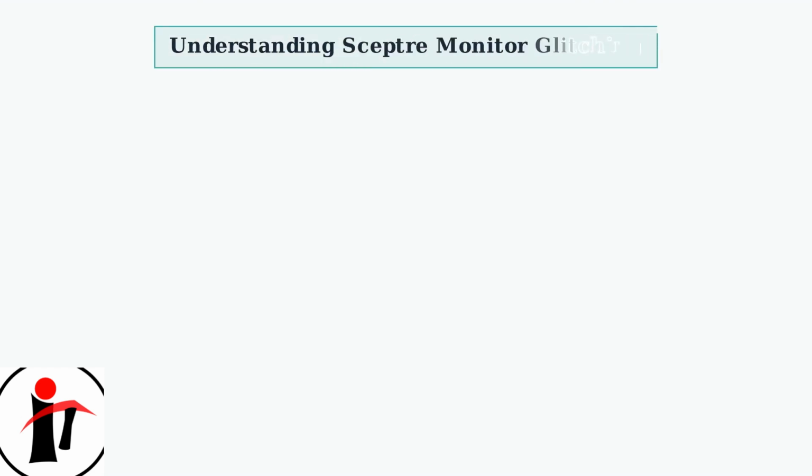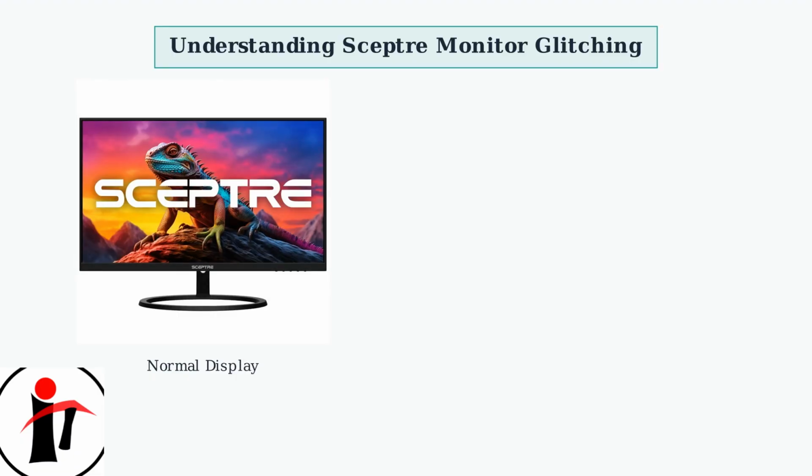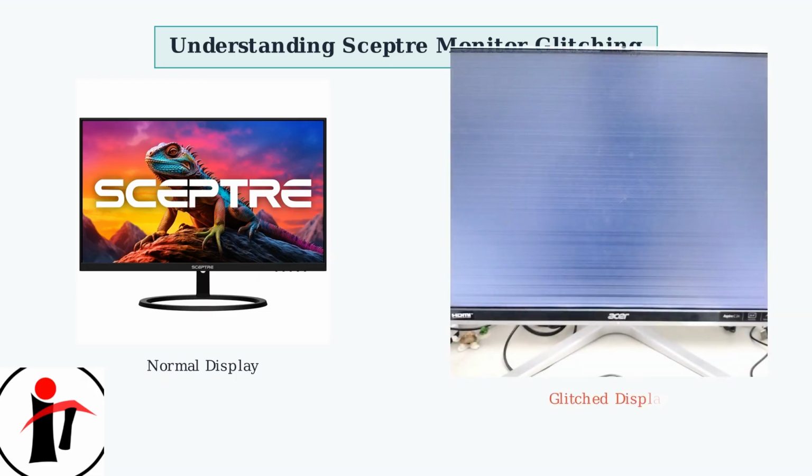Sceptre monitor glitching manifests in several distinct ways that users can easily identify. Understanding these symptoms is crucial for effective troubleshooting. Here we see a normal Sceptre monitor displaying a clear, stable image without any visual artifacts or distortions. In contrast, this monitor shows horizontal lines across the screen, one of the most common types of Sceptre monitor glitching that users report.